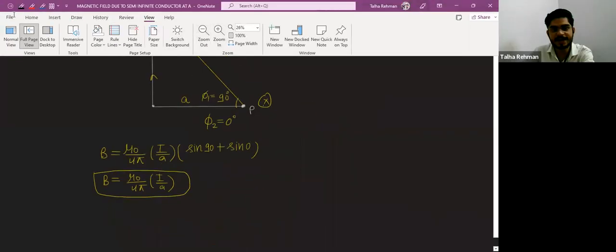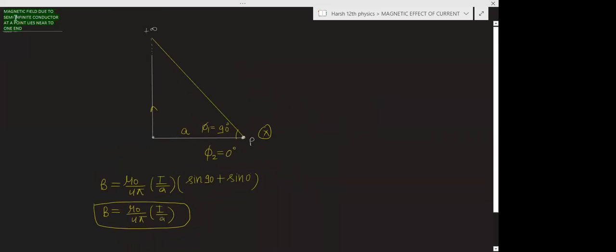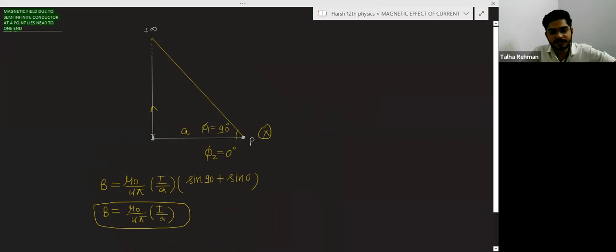This is the heading: the magnetic field due to a semi-infinite conductor at a point near one end. This is the one end, this is another end. The other end is at infinity, and one end lies near this point P, where we have to calculate the magnetic field.